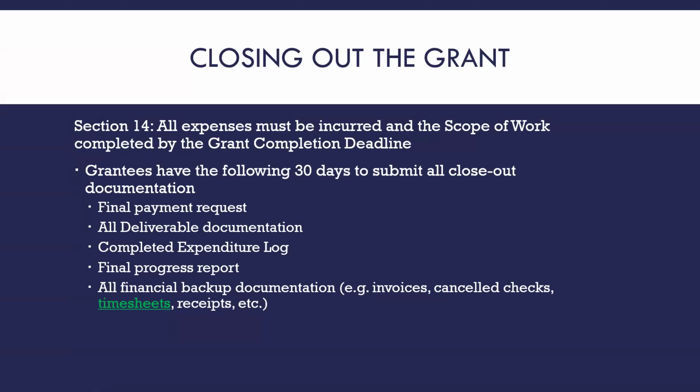After the completion deadline, you have 30 days to submit all of your closeout documentation. So the final payment request, all the deliverable documentation, your expenditure log has to be complete and accurate, and a final progress report. All of your financial backup documentation, invoices, canceled checks, receipts, etc. All of that is due 30 days after the end of the grant period.